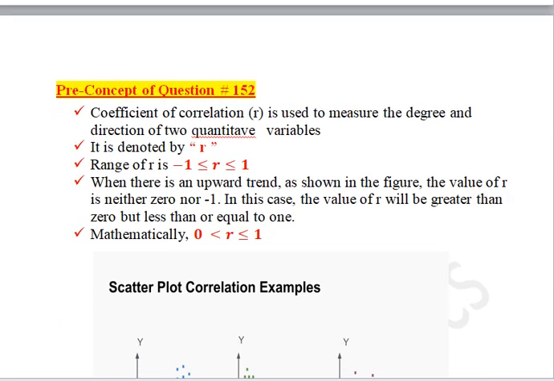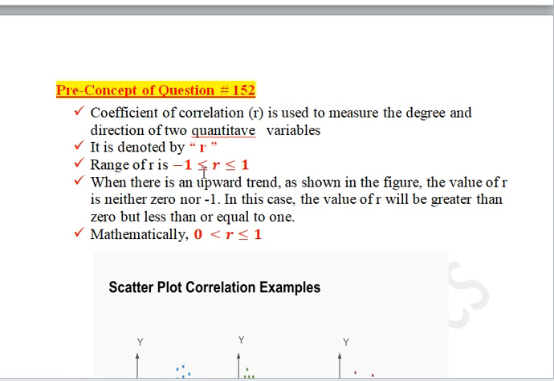Now we discuss the pre-concept of question number 152. This question is related to the coefficient of correlation. The coefficient of correlation is used to measure the degree and direction of the relationship between two quantitative variables. It is denoted by small r. The range of r is -1 to +1.